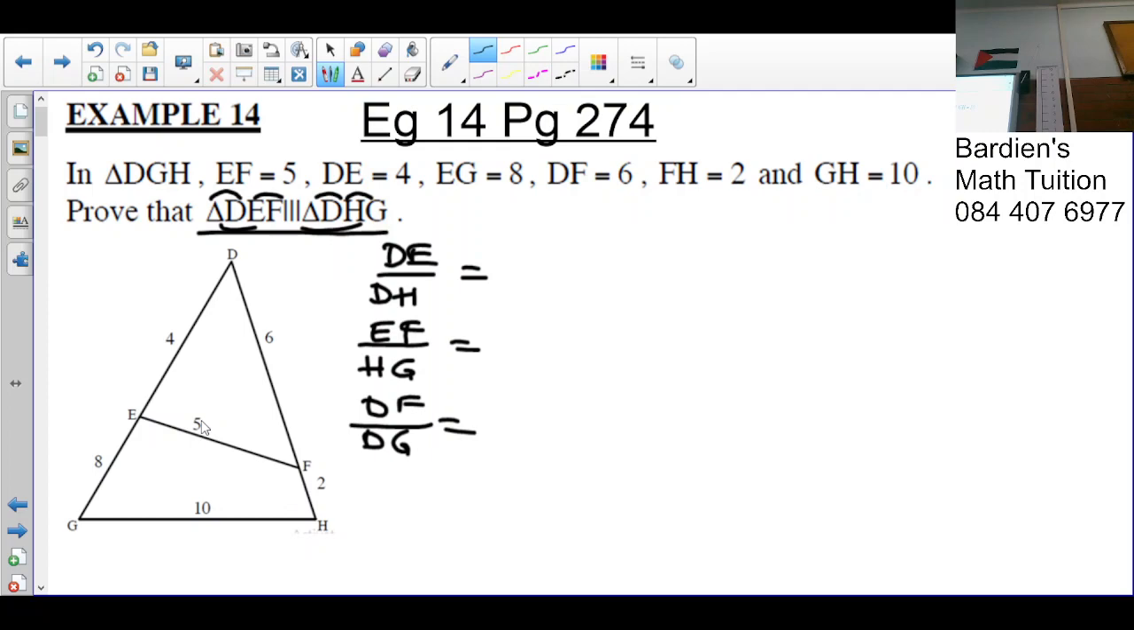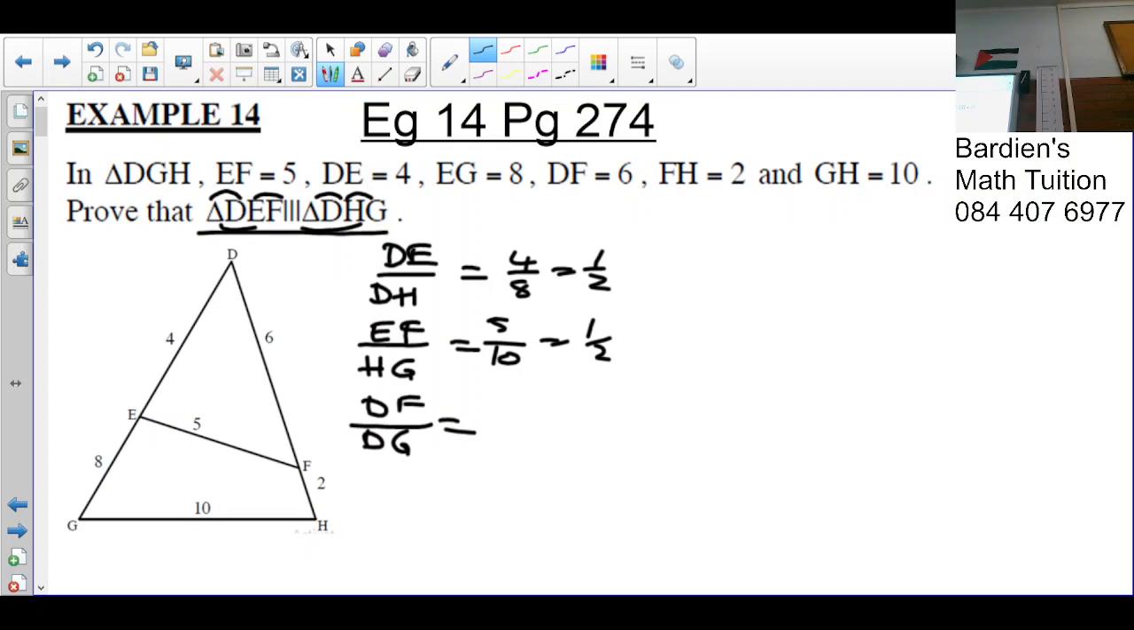So what do we get? DE is 4 over DH is? 8. So that is half. EF is 5 over HG, 10, which is half. DF? If this is not the half, it's not similar. If it is half, it is then similar.